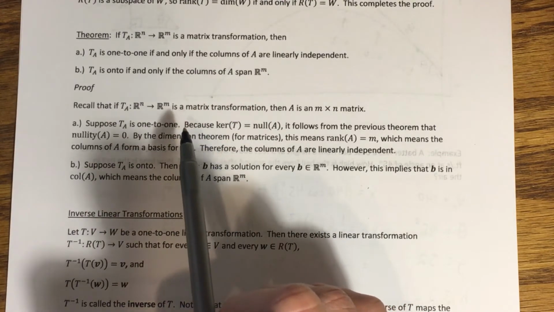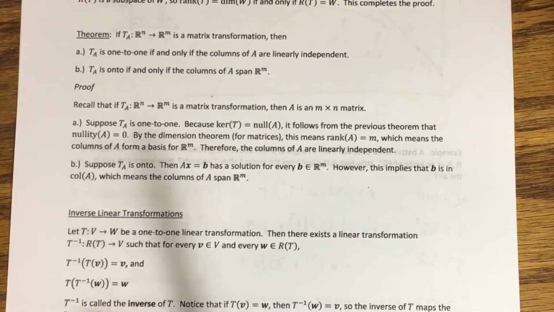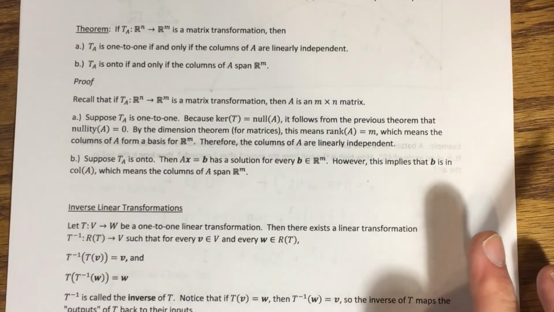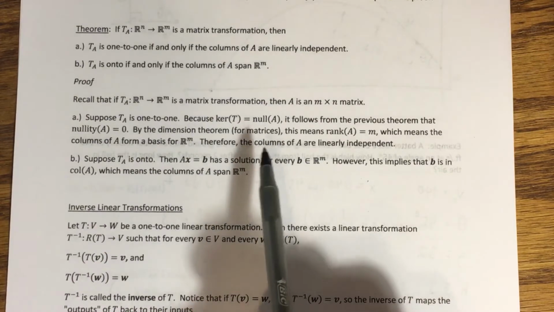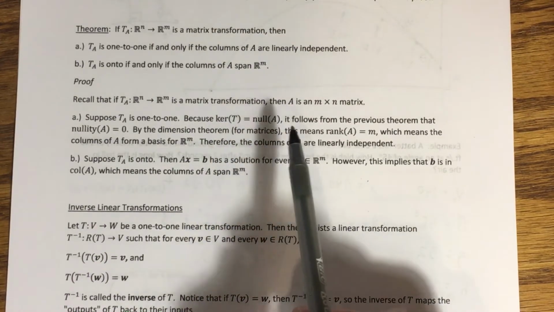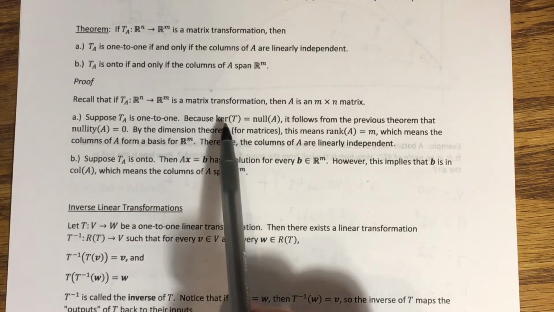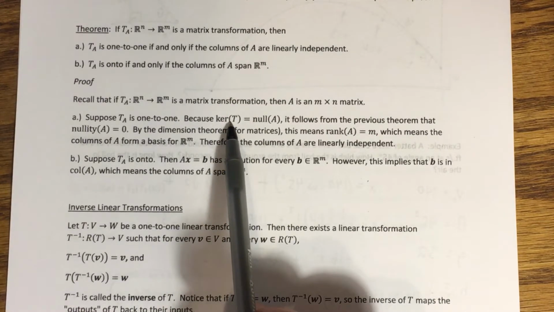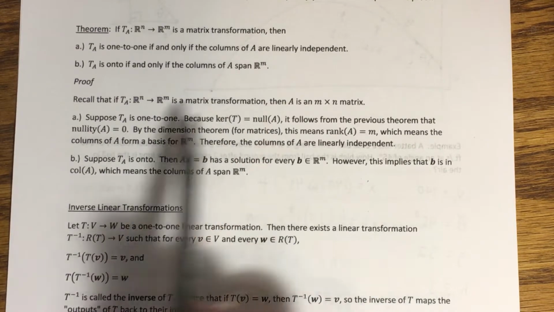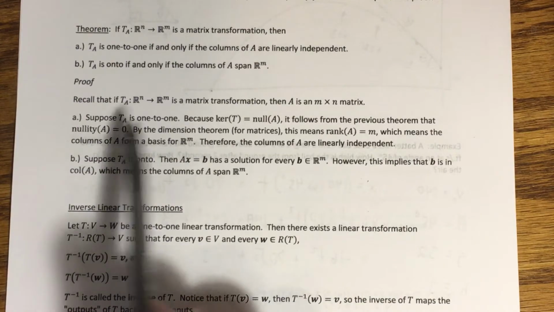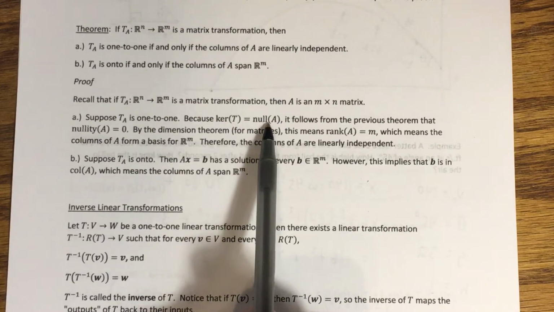Okay, so why is that? Well, really, it's just using properties that we already know from chapter 4. So again, let's suppose for a second that T_A is 1-to-1. Now, we showed in the last section that the kernel of a matrix transformation is the same thing as the null space of the matrix A that's being used for this transformation. They mean the same thing. So the kernel of T is the null space of A.